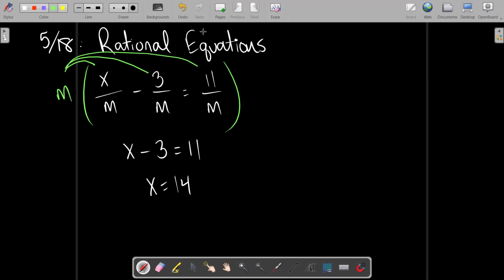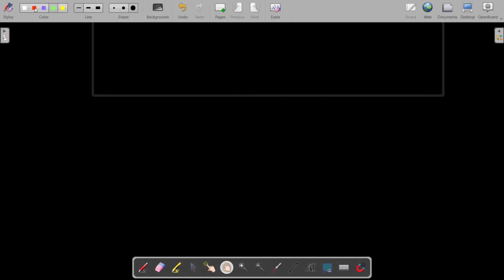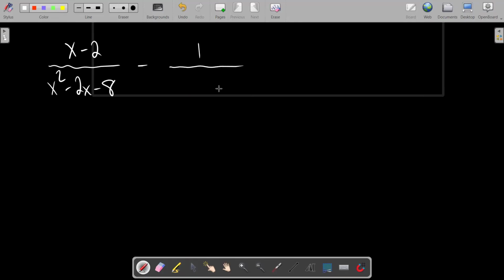Okay. All right. So let's get to what I actually wanted to do today. I'm going to give you 5 examples, and in none of these instances are the denominators already going to be the same. So our first one is x minus 2 over x squared minus 2x minus 8, and then we're going to subtract 1 over x squared minus 2x minus 8, and we're going to set that equal to 2 over x minus 4.